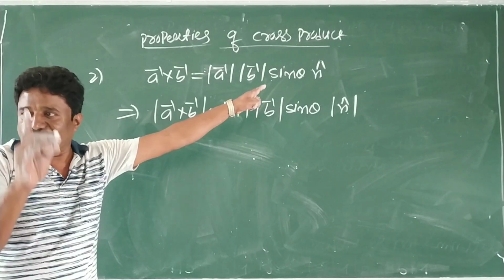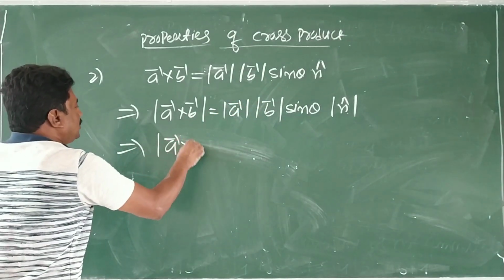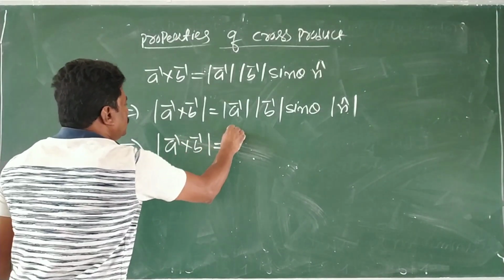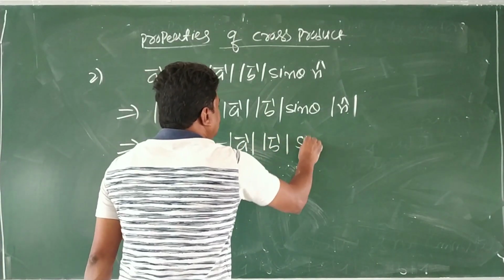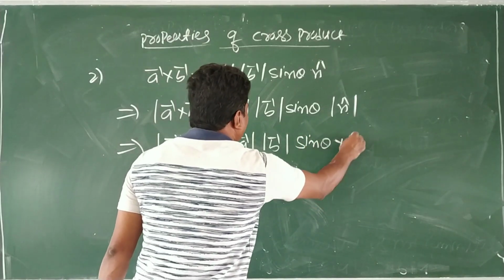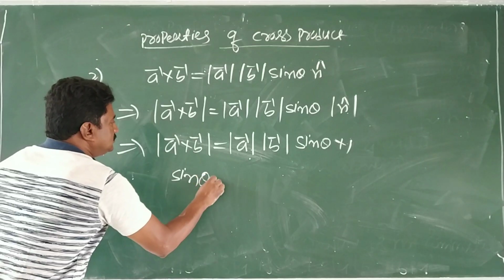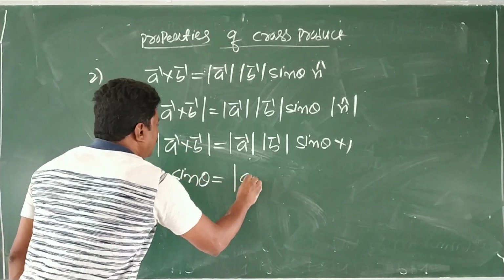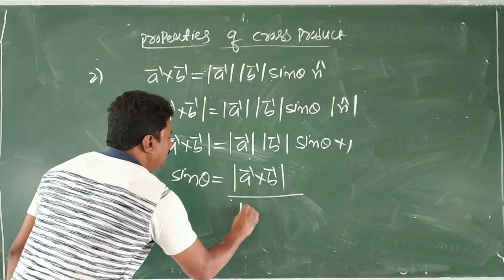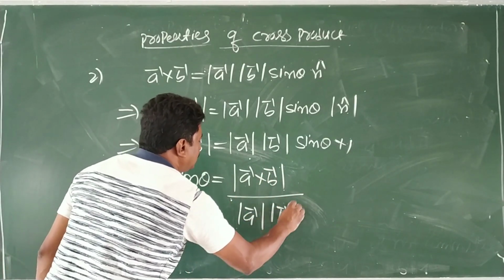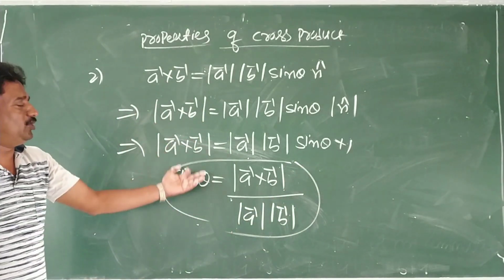Length must be 1. So the magnitude of A cross B is equal to the length of the vector A, length of the vector B into sin theta into 1. From this, tell me sin theta. Sin theta is equal to the magnitude of A cross B by the length of the vector A into the length of the vector B.